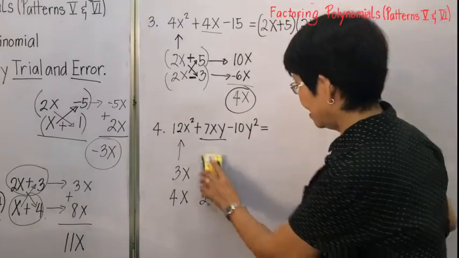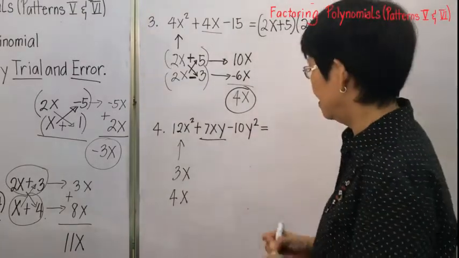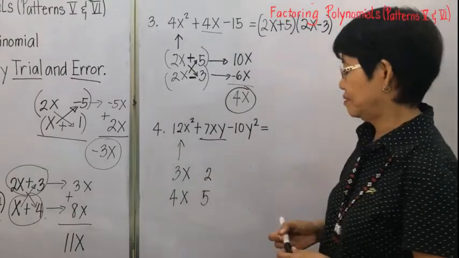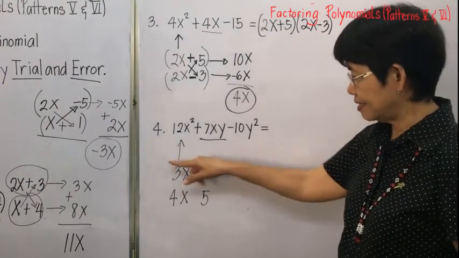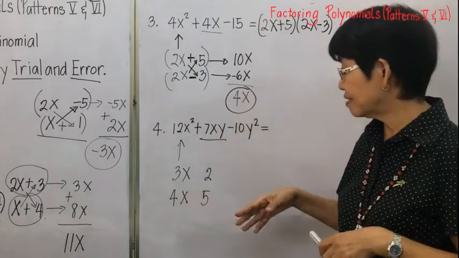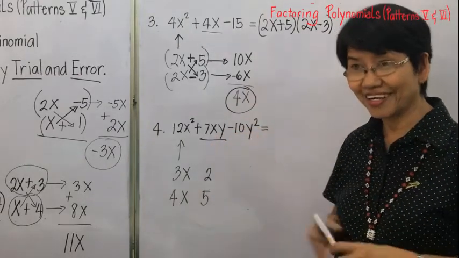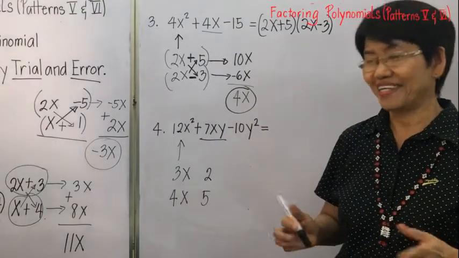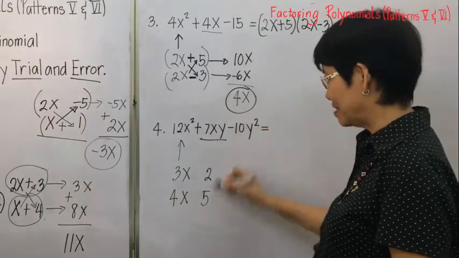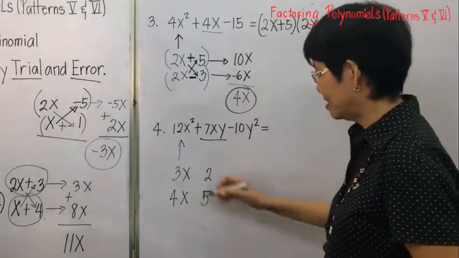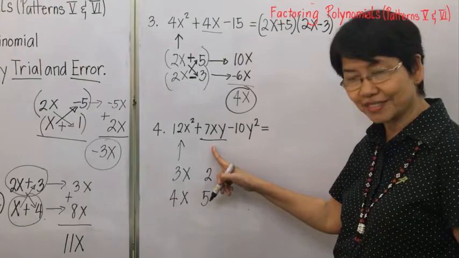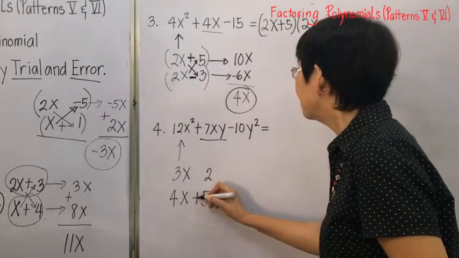So let's try 2 and 5. So this is 8 and this is 15. 15 minus 8 gives us 7. So that would be a good try. But the sign of 10 is negative. So one of these would be negative. And since our middle term is positive, the bigger number should come out to be positive. So this should be positive.